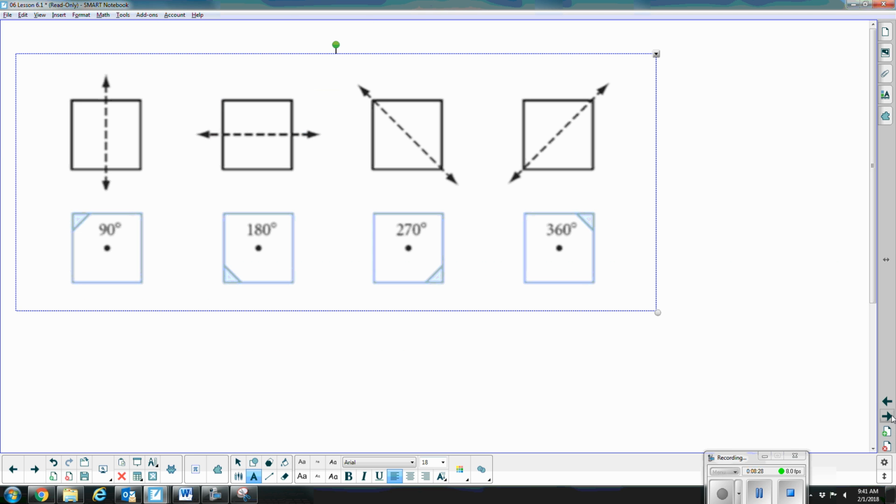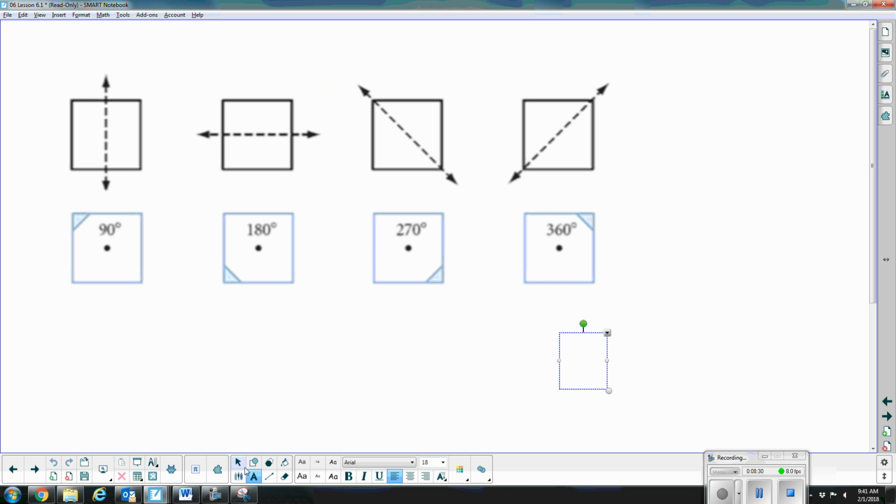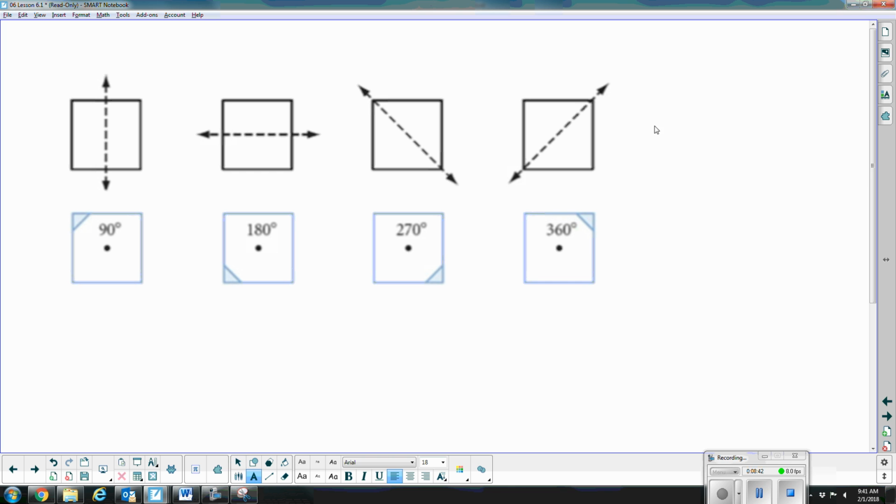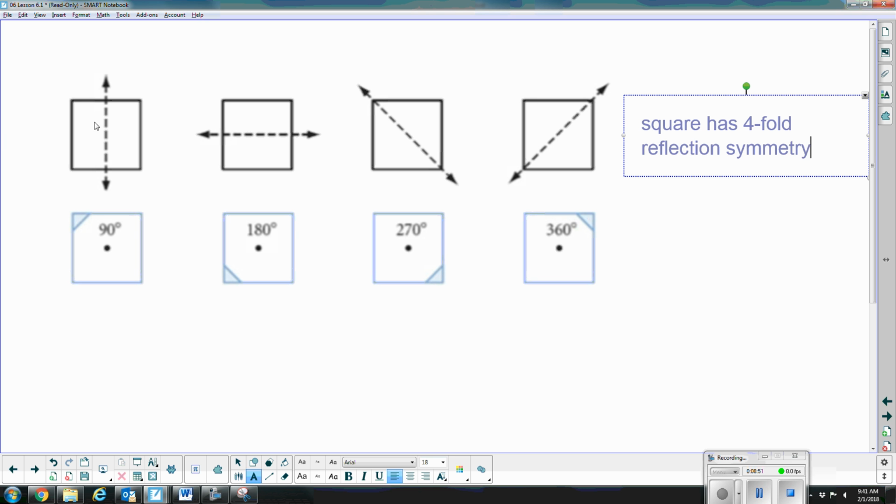All right, now if you look at your note sheets, you have this example with a square. So here's your square, and all of these lines indicate lines of reflection. So we say that a square has four-fold reflection symmetry. That means you could fold a square in 4 different places and have it all reflect onto part of the original image.